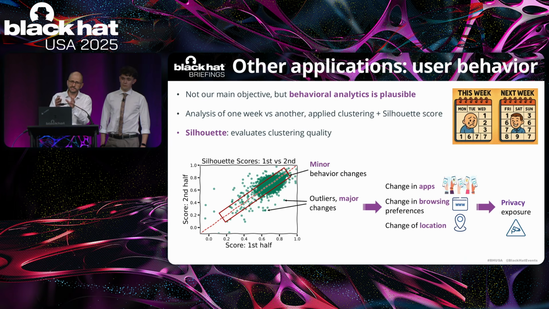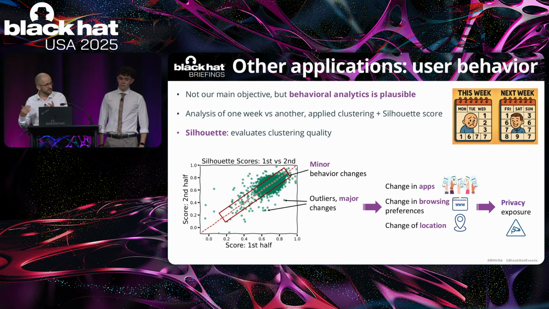And as we can see in this figure, we can accurately identify behavioral changes. In fact, for the vast majority of devices, we have seen there are minor behavioral changes. However, we can very nicely identify outliers, which are practically major changes. And this can be tracked back to changes in applications.